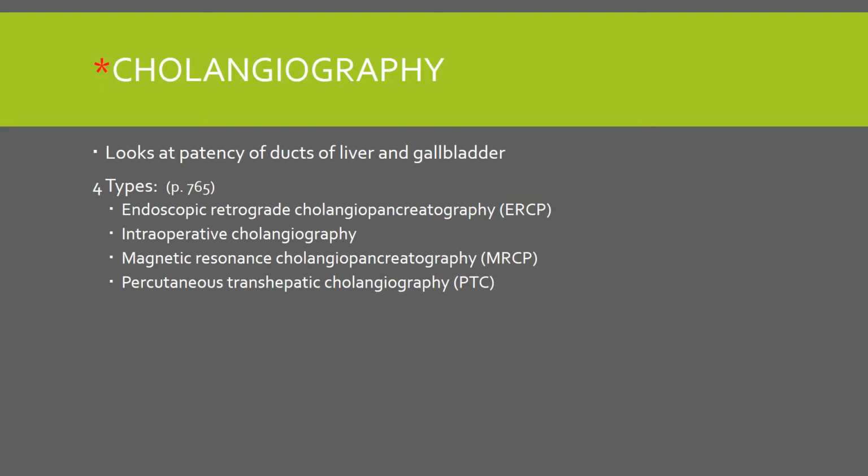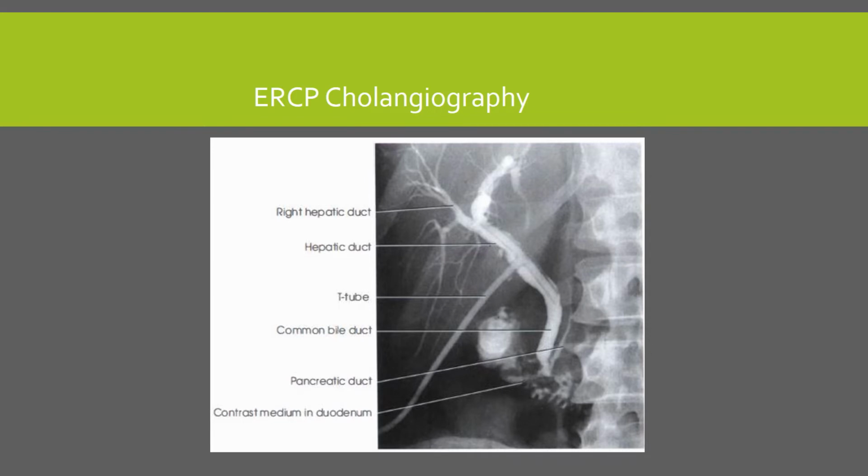Cholangiography. It's on your study guide. Cholangiography is performed to look at the patency of the ducts of the liver and gallbladder. There are 4 types. You don't have to know each type: ERCP, IOC, MRCP, and PTC. You can read them in your textbook, but mainly just know that it's called cholangiography.